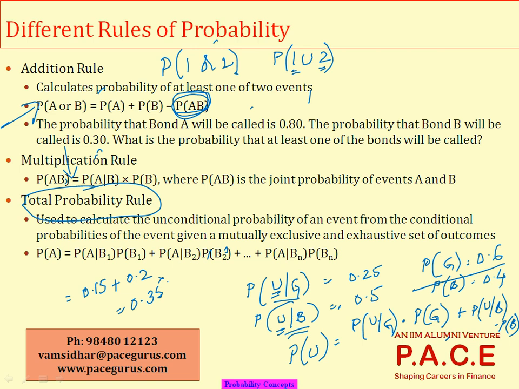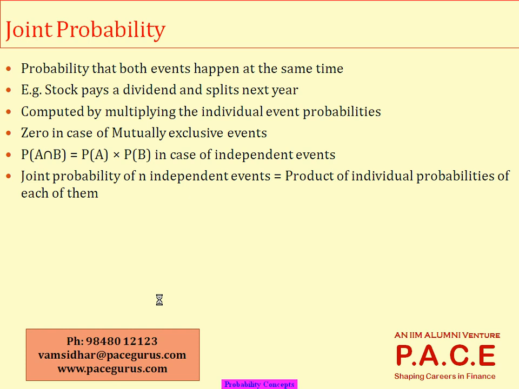Simple way to understand is, multiplication means both the events occurring together, multiple events occurring together; at least one event occurring out of all the possible events is an addition rule. And when I talk about the unconditional probability given different conditional probabilities, we'll try to resort to the total probability rule. These are the three major rules. If I am able to understand, then we can combine as many events together, and we can try to find the impact of various calculations.